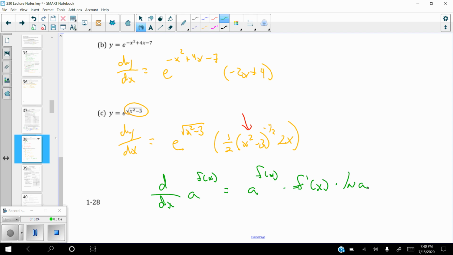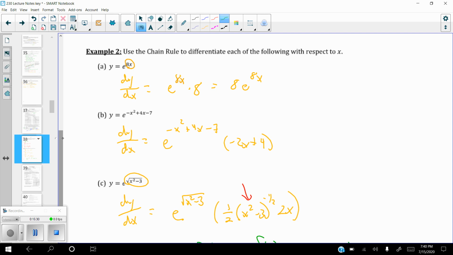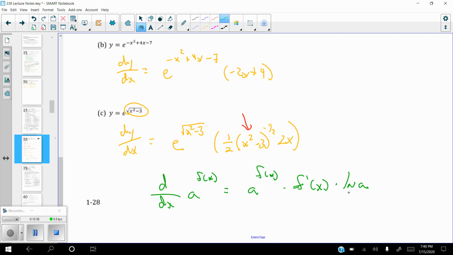We will probably not have to worry about that because in the examples A, B, and C, the base was all e, and the natural log of e is 1. So that typically means that this part right here is going to be 1. If you happen to have a base other than that, this is what you do. So rewrite it times the derivative of the exponent times the natural log of the base. That's it.